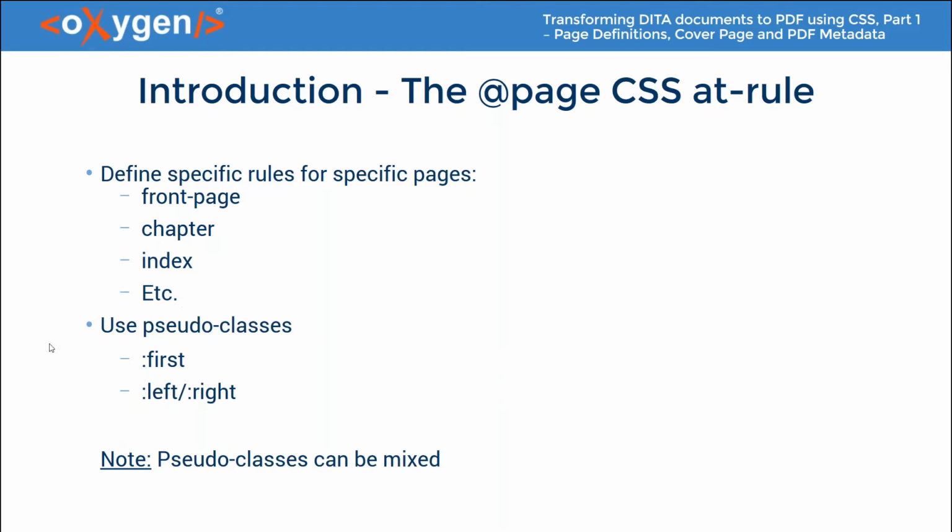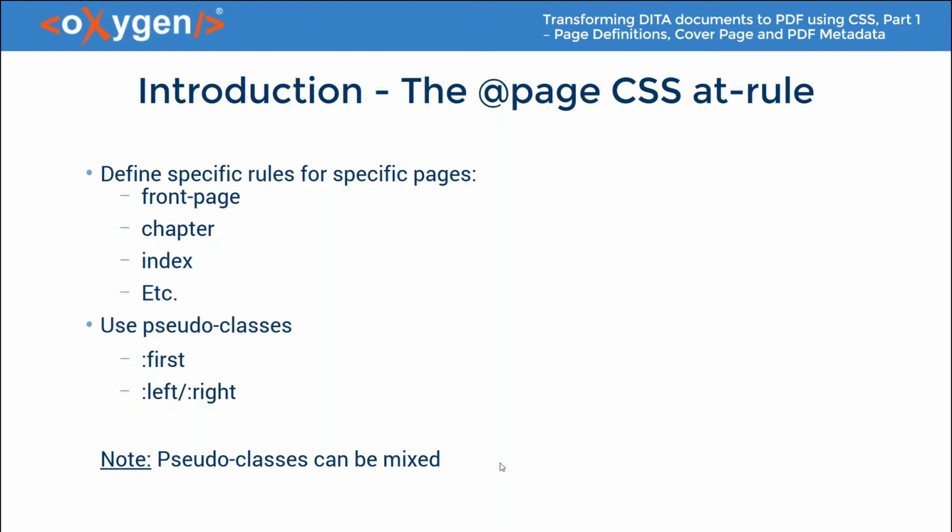Another thing you can define in the page CSS rule is the pseudo classes, especially the first, to explain that you want only the first encountered page to look like a specific CSS. And you can also define some specific rules and properties for your left pages, which mean the odd pages of your documents, and for the right pages, which are the even pages of your document.